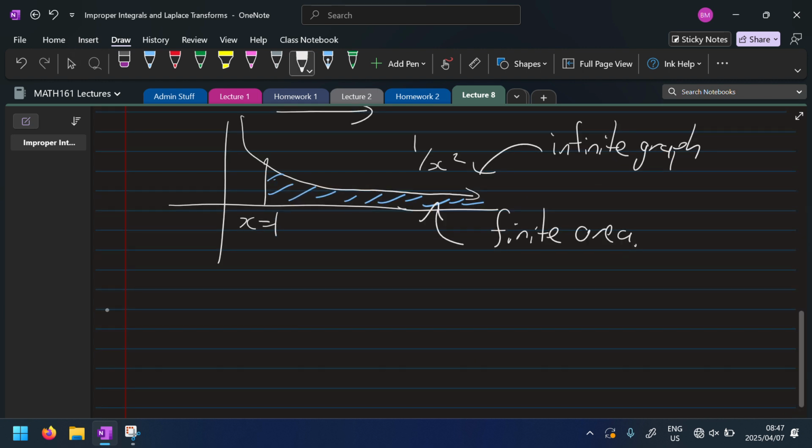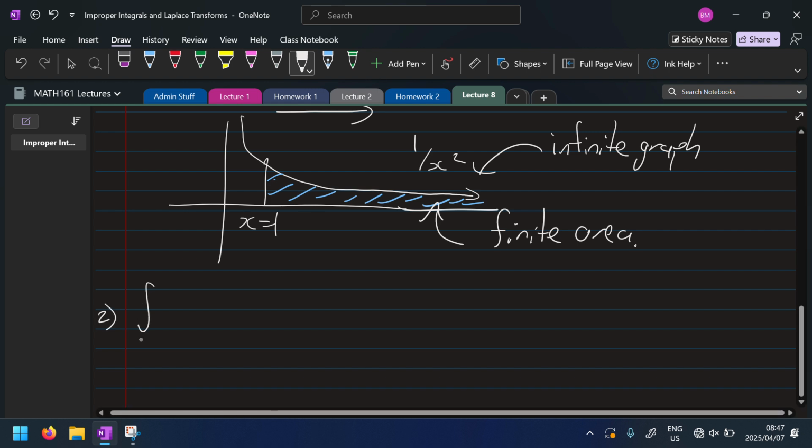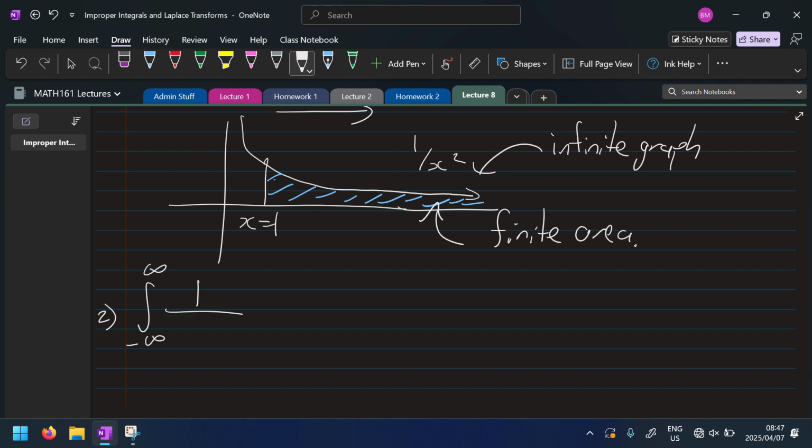Okay, let's have a look at example 2. So we have the integral from minus infinity to infinity of 1 over 1 plus x squared dx. So here we have an issue because both of these bounds are infinite. Now we can't call this minus t and this t because they're going in two different directions. This one's going to plus infinity, this one's going to minus infinity.